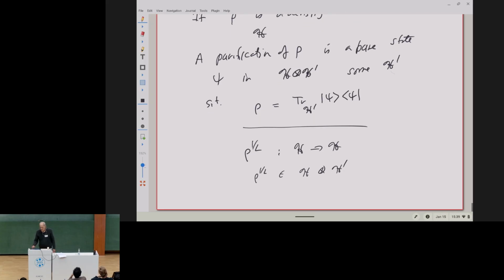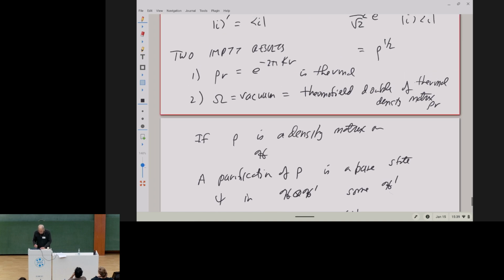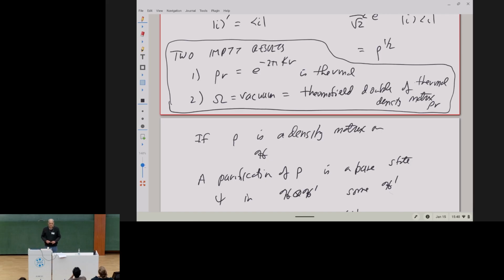And in Rindler space, it's very convenient because rho to the 1/2 has a natural interpretation. Since rho was e to the minus 2 pi K, and the vacuum state is e to the minus pi K, the canonical purification of the Rindler space density matrix is simply the vacuum in Rindler space. And there really were two important results in the lecture. One is the thermal nature of the density matrix, and the second is the fact that the vacuum is its canonical purification. I spent more time on the first result than on the second, but they're both very important.